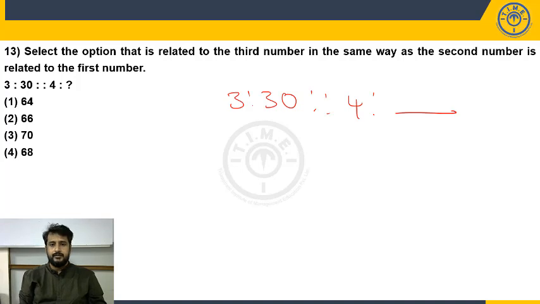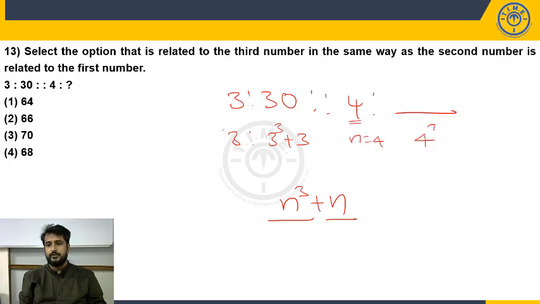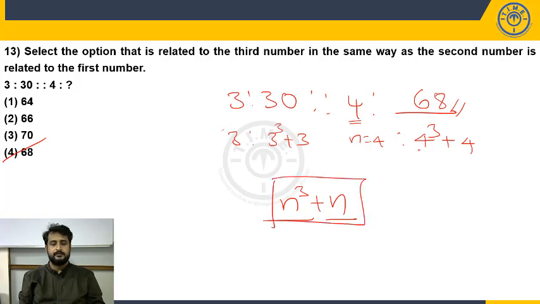The given logic is 3 is to 3 cube plus 3. N cube plus n. Similarly here n is 4. So 4 cube plus 4. 64 plus 4. 68 is the answer. N cube plus n logic, where n is the first number. Analogy.